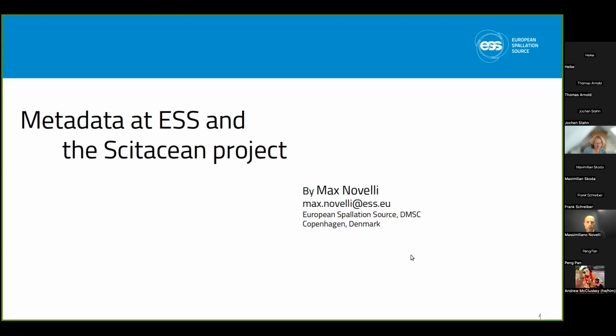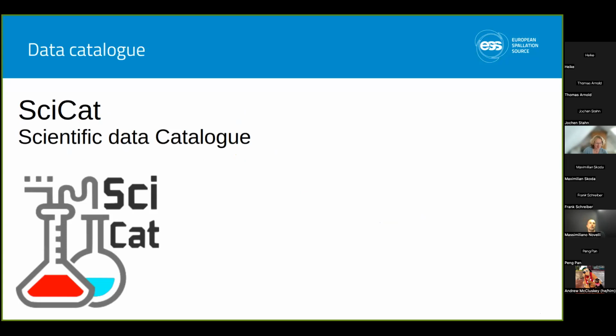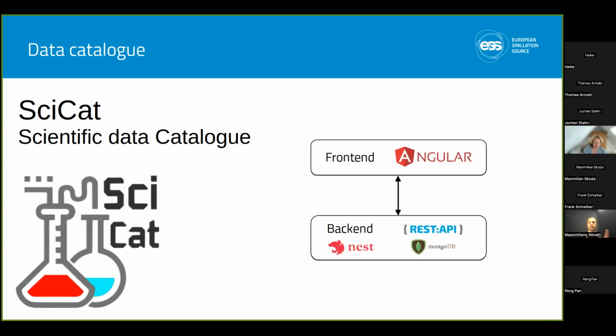Okay, all right, so metadata at ESS and the citation project. I don't know if many of you know, but ESS has decided to be part of the core development of SciCat, the scientific data catalog. That's the logo. It has two components: one is the back end and one is the front end. To give you some context, the front end is built on Angular, and the back end on Nest with MongoDB.